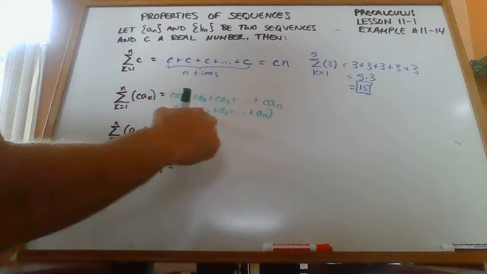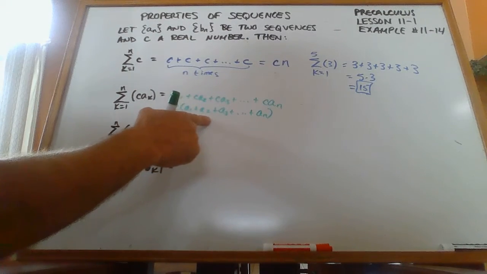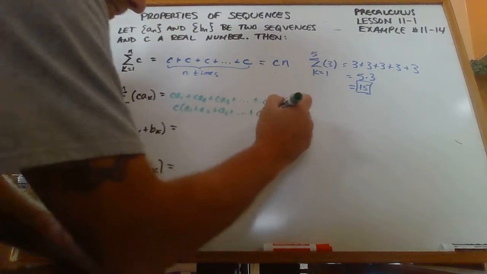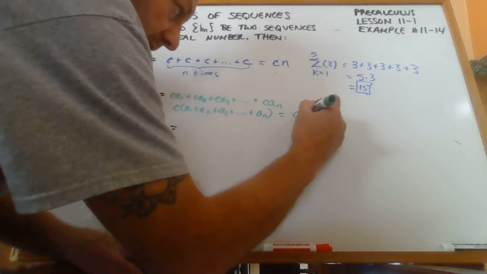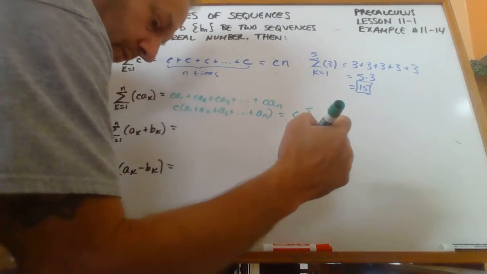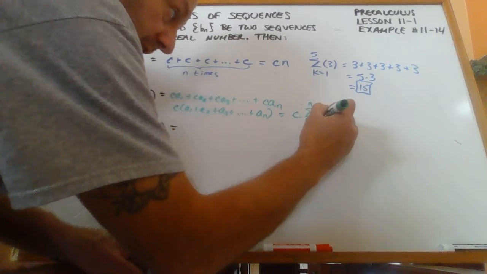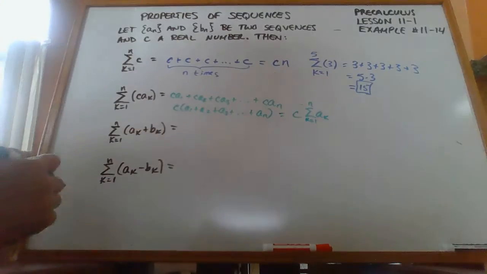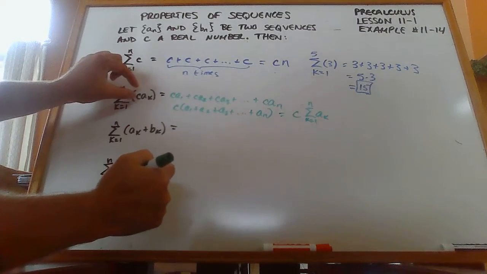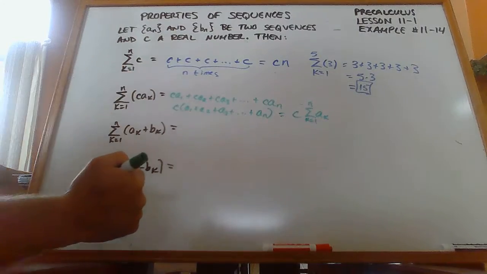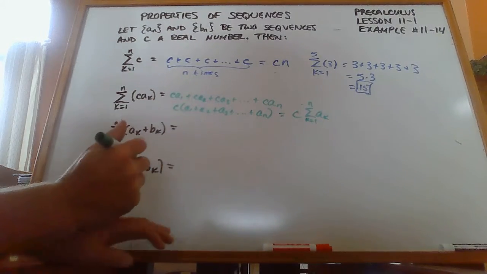And this part right here is just the sum of the a sub k's. So this would become c times the sum from k equals 1 to n of the a sub k's. So essentially, all I did was I took this c that's right here and I factored it out on the outside, and I can do that.